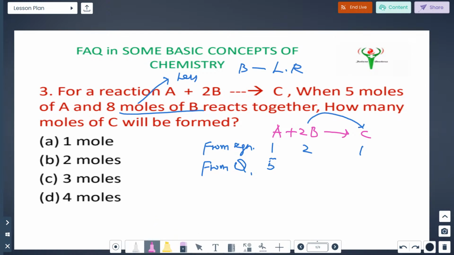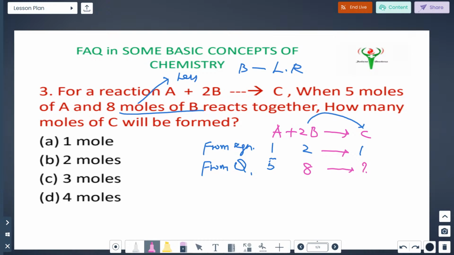See, now we should compare. Only 2 moles of B can produce 1 mole of C. Therefore, see the question, 8 moles can produce how much? Understood? Are you following? Okay, now you just compare this part only. This is the question. Understood? 2 moles of B can produce 1 mole of C.